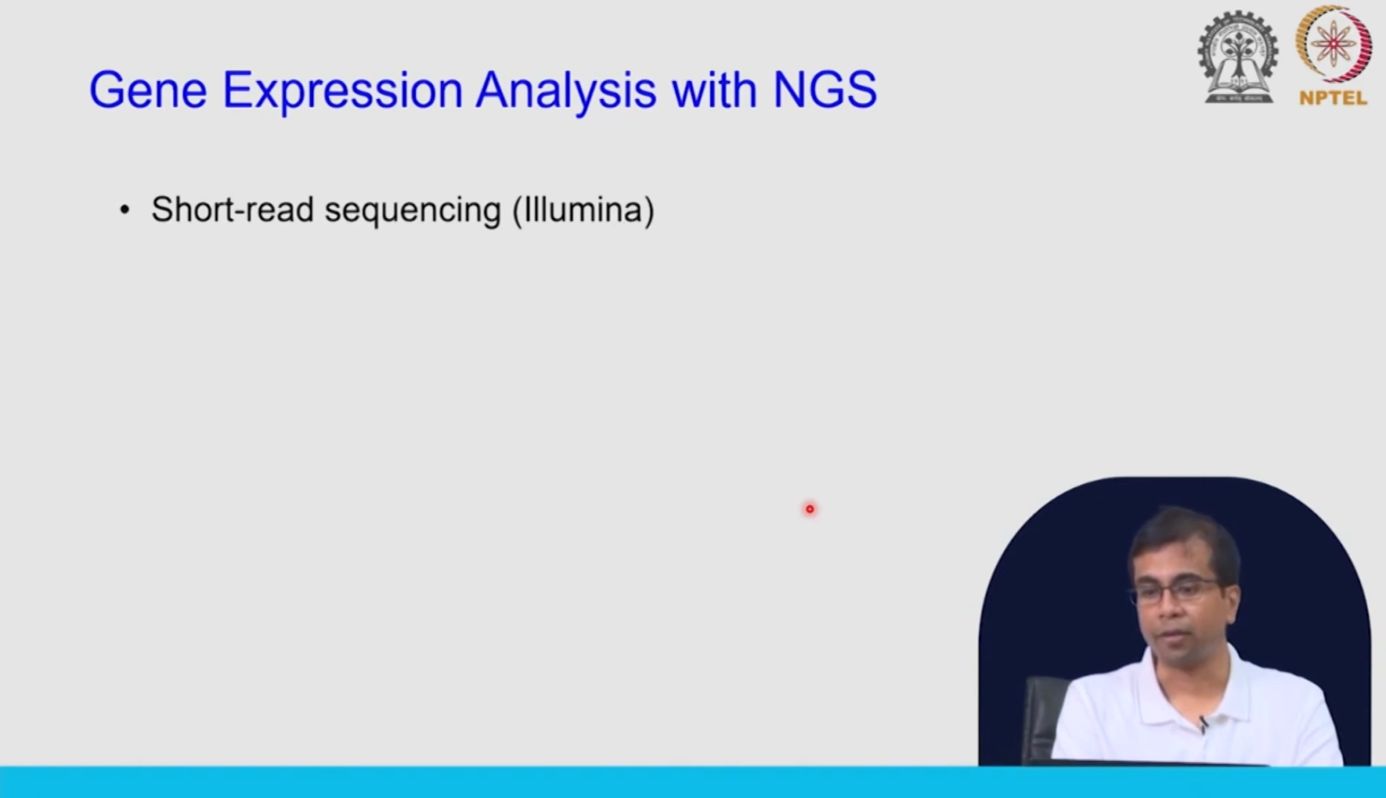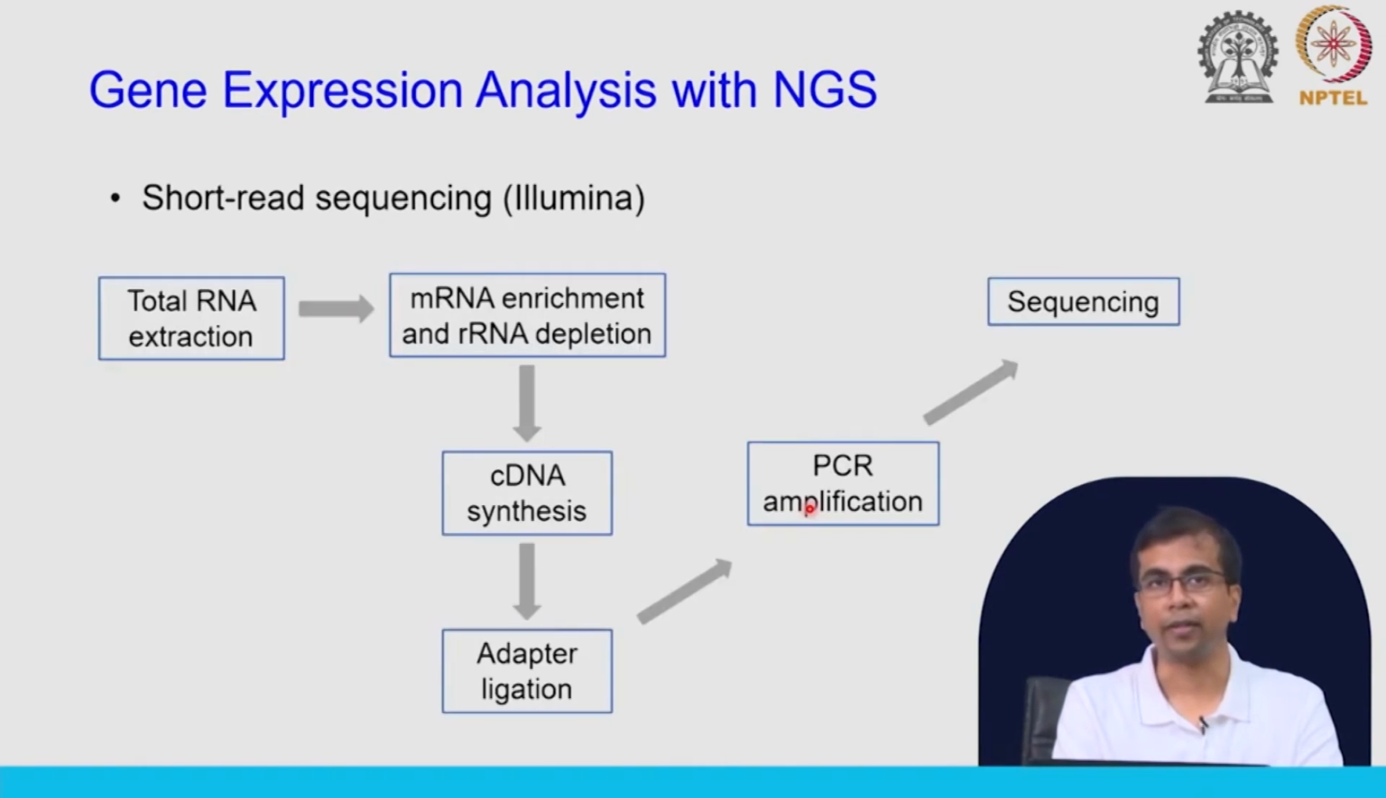So, let us talk about the short read sequencing. What would be the protocol in this case? You have the total RNA extraction, you get the mRNA enrichment and cDNA synthesis, and followed by that you have adapter ligation, you have PCR amplification. This is the bridge amplification step that we need to perform, and then the sequencing. So, you have the usual steps after cDNA synthesis. And of course, you cannot sequence this with RNA, you have to synthesize cDNA.